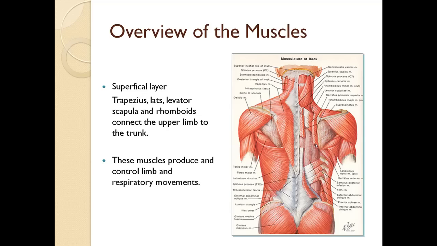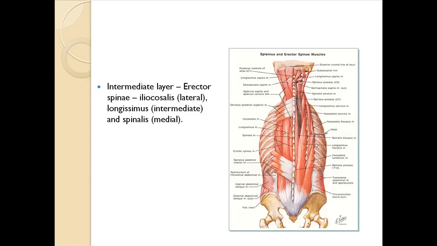The function of these muscles is obviously to produce shoulder girdle movements as well as movement of the cervical spine, and they may also assist in deep inspiration. The intermediate layer is made up predominantly of the erector spinae muscle. Now, the erector spinae muscle has three pillars. The iliocostalis, which is the most lateral of our three pillars. Then we have longissimus, which is the intermediate pillar. And then the most medial pillar and the smallest is spinalis.